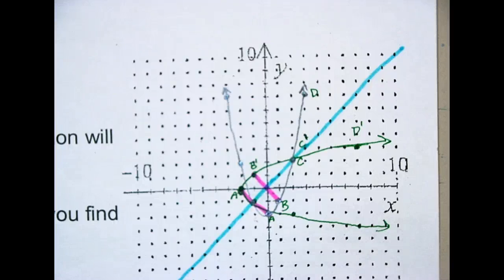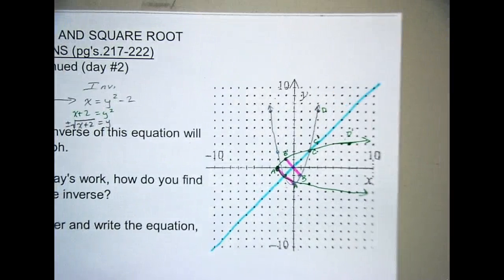Okay? Everyone take your graphing calculator out. I want you to graph it. Put that equation in and graph it.